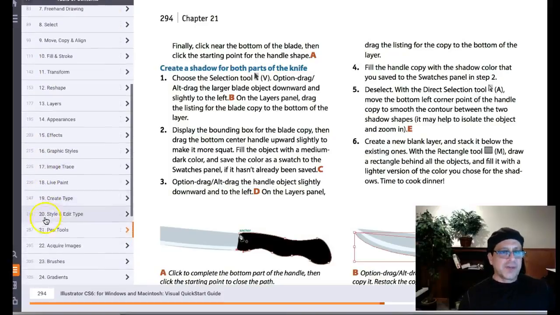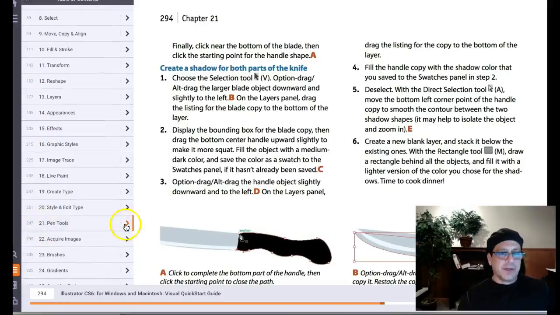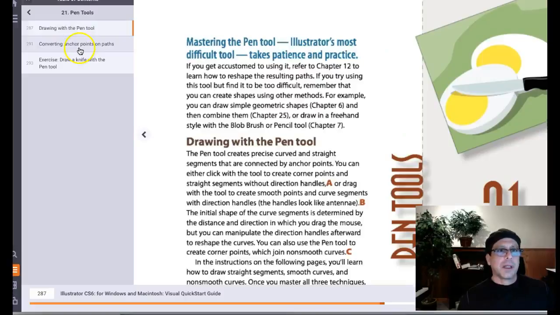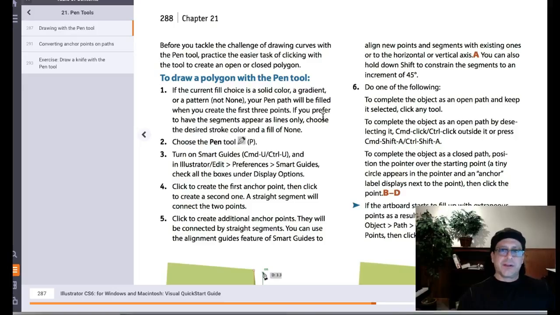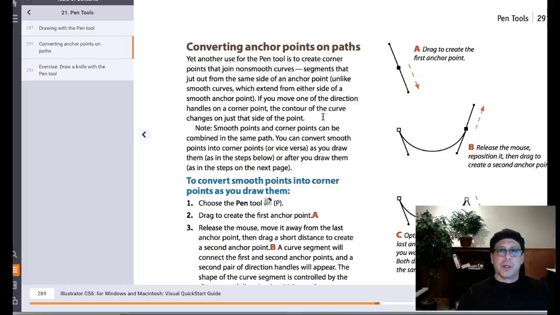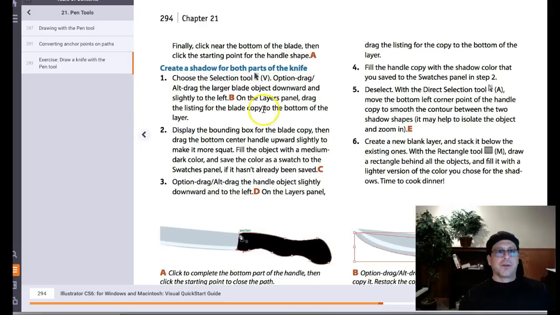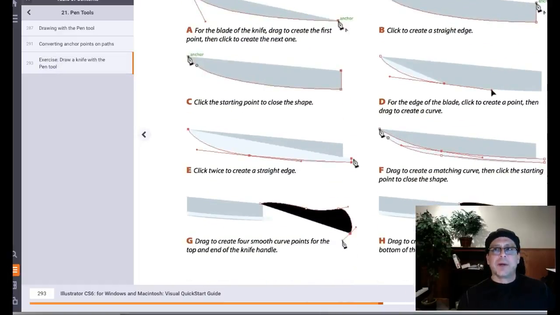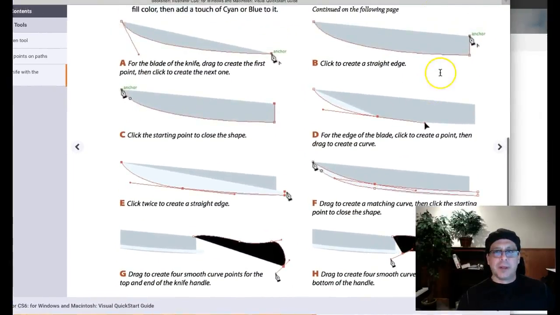21. Now this is the biggie, David. This is the biggie, okay? Because this is drawing with the pen tool, which is going to give you a lot of very, very cool ways to go about illustration. And this exercise right here is outstanding. And the reason I say it's outstanding is blow by blow, here it is.